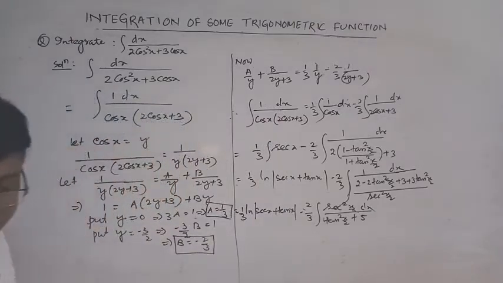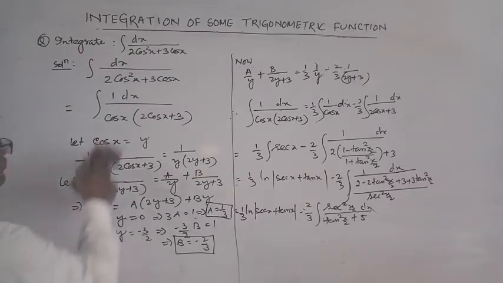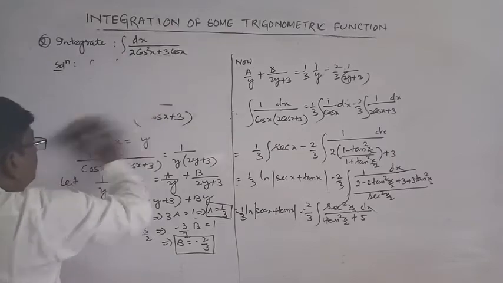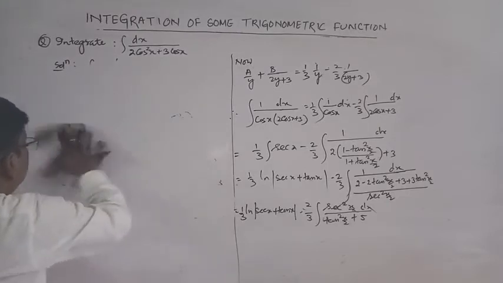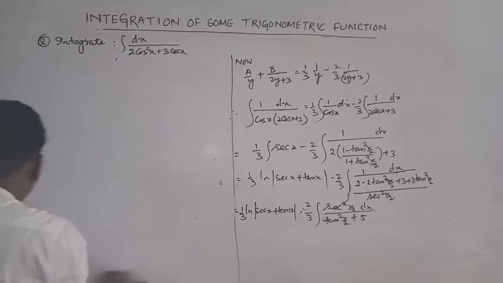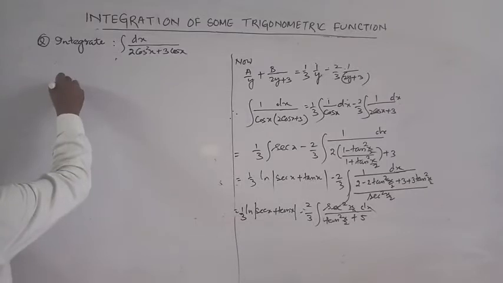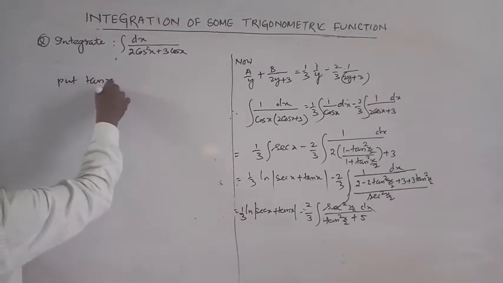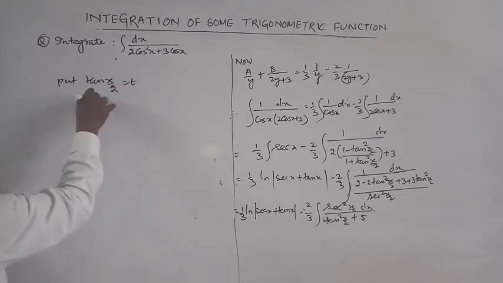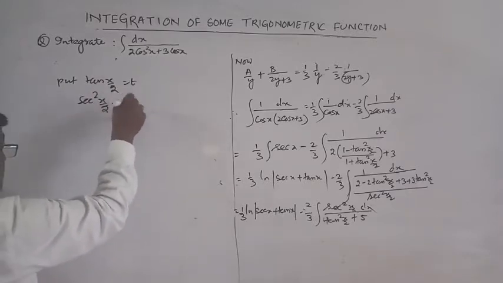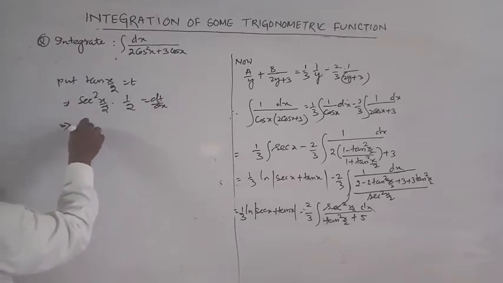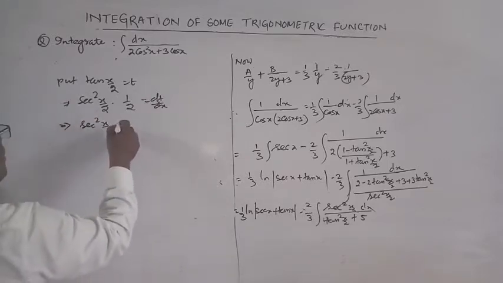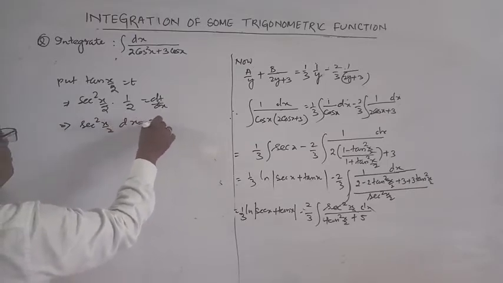Now put tan x by 2 is equal to t. So sec square x by 2 times the derivative of x by 2, that is 1 by 2, dt by dx. So that implies sec square x by 2 dx is equal to 2 dt.